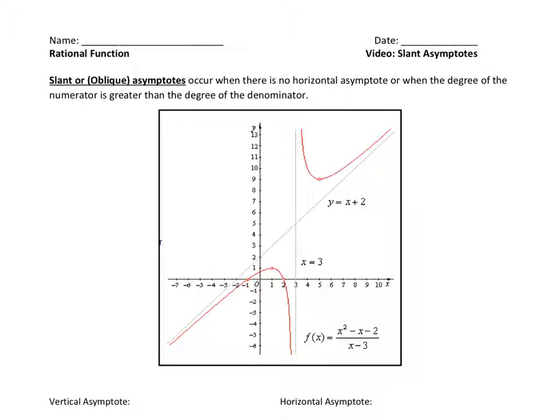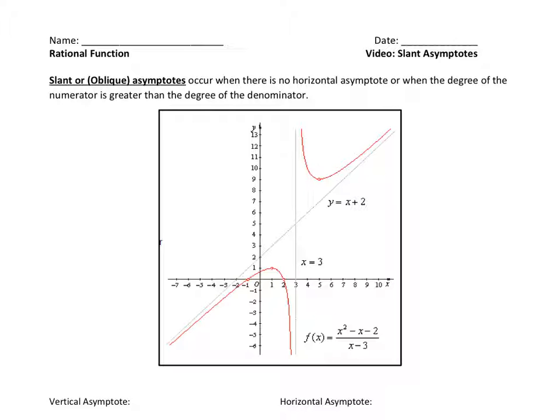Hi everyone, in today's lesson we're going to talk about rational functions and how to find slant asymptotes of rational functions. First, by definition, a slant or oblique asymptote occurs when there is no horizontal asymptote, or when the degree of the numerator is greater than the degree of the denominator. So what exactly am I talking about?